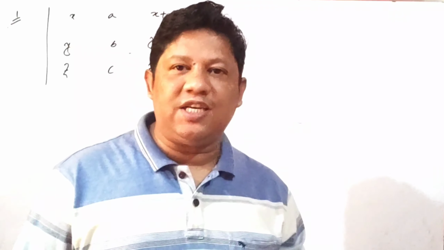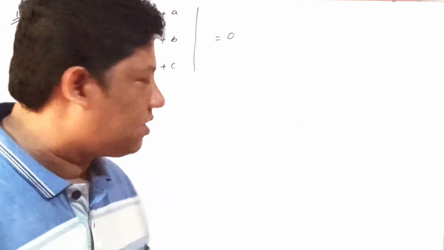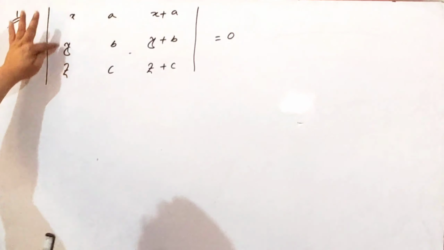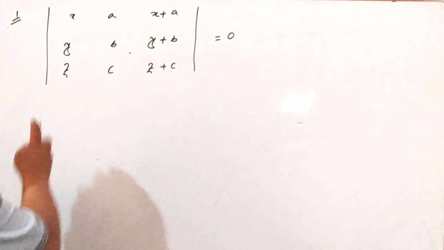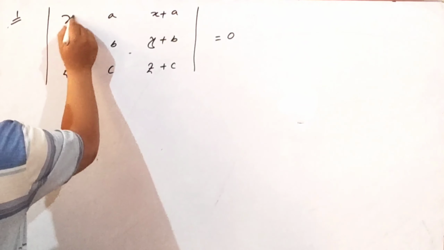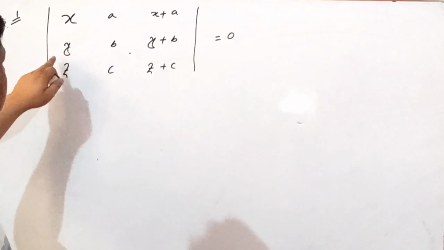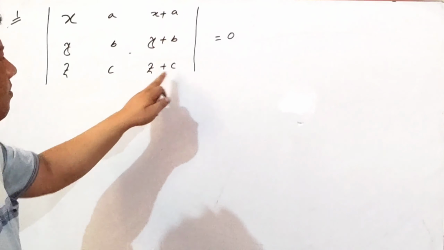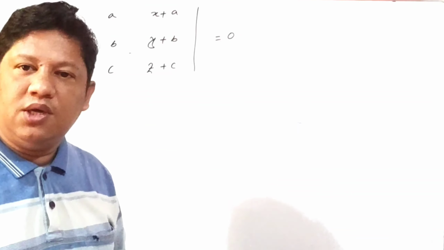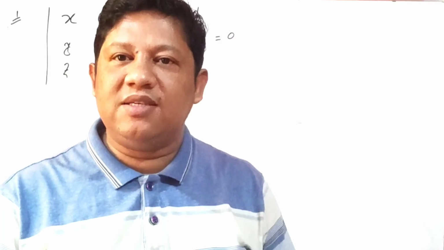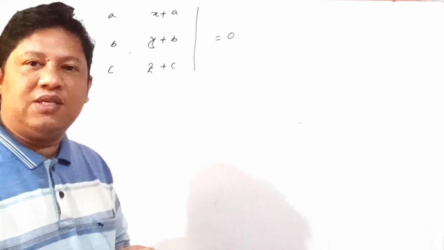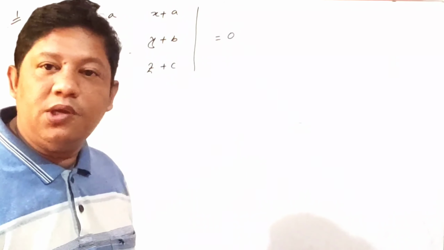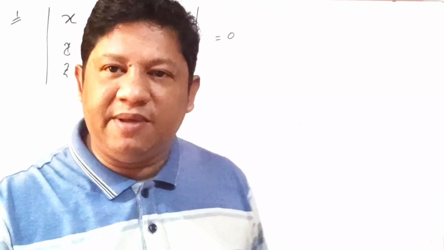In question number one, you have to prove that the determinant with rows x, y, z; a, b, c; and x plus a, y plus b, z plus c equals 0. That means you have to prove that the value of the determinant equals how much? 0. But it is very important.